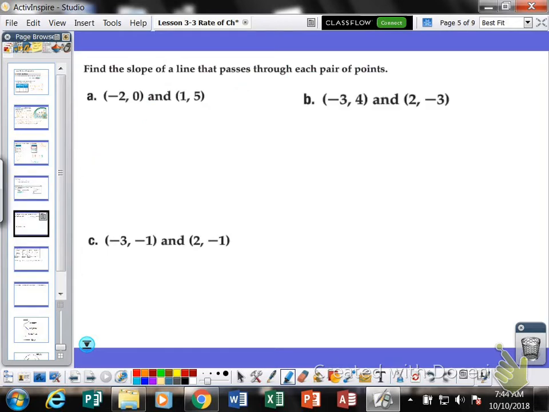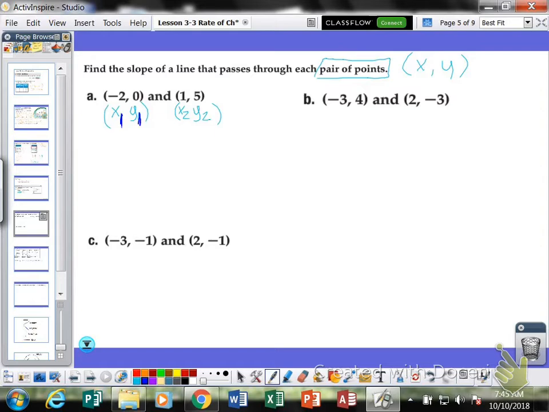So here you're given a set of ordered pairs. The first thing you do is label: x1, y1, x2, y2. Remember, when we label ordered pairs, a pair of points is labeled x comma y. Those are your ordered pairs. The reason I have this 1 here and this 1 here is because that's my first point. This is a 2 and a 2 because this is my second point.